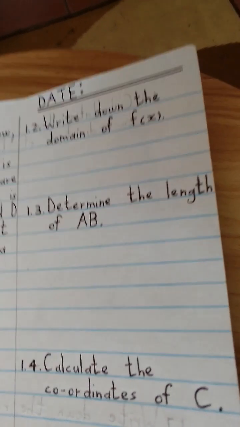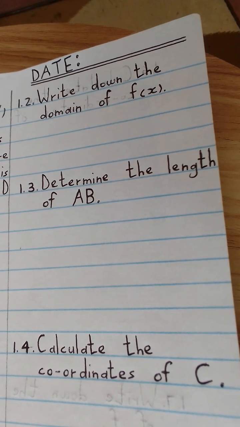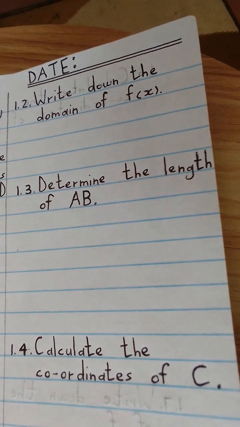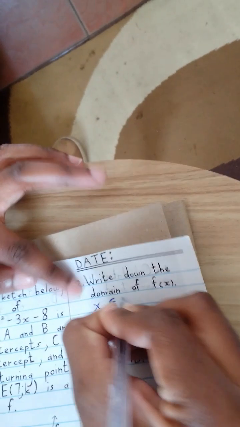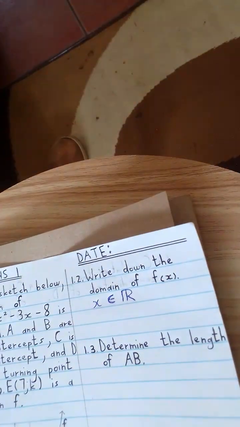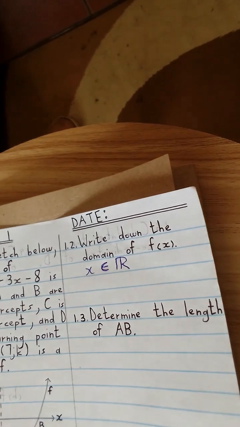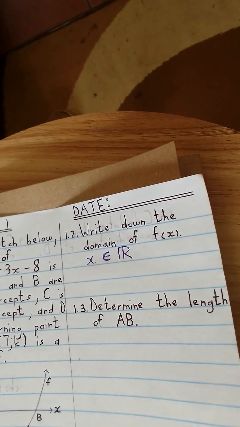1.2 states, write down the domain of f of x. Remember the domain is the set of x values, right? This is not restricted in any way. So it's x is an element of real numbers. You can say x is an element of curved bracket, negative infinity, and infinity, curved bracket, right?